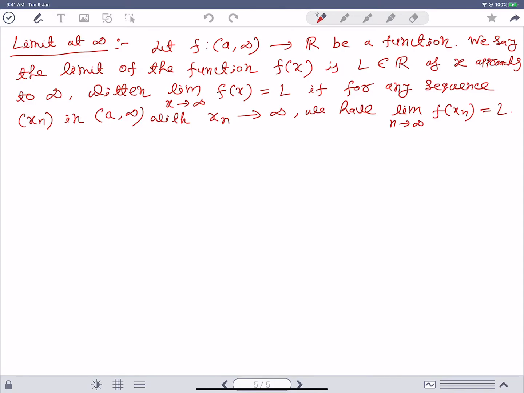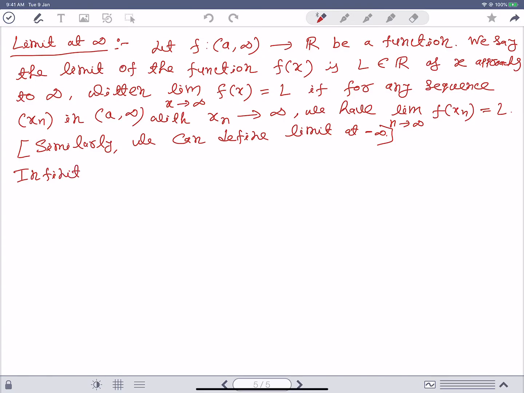Now this is called the limit at infinity, that is, the finite limit at infinity. Similarly, we can define limit at minus infinity as well. You can write it similarly. Now there is another concept called infinite limit.